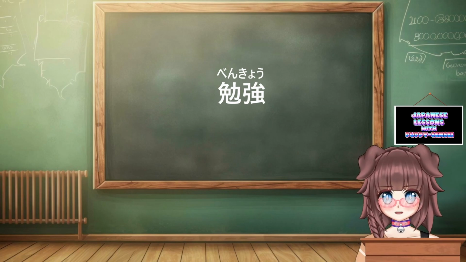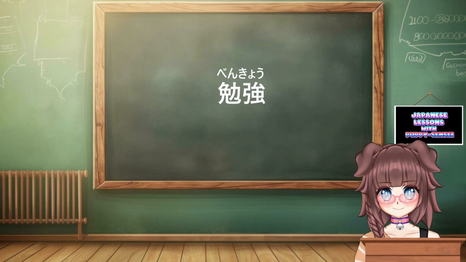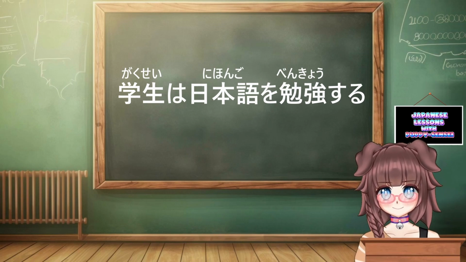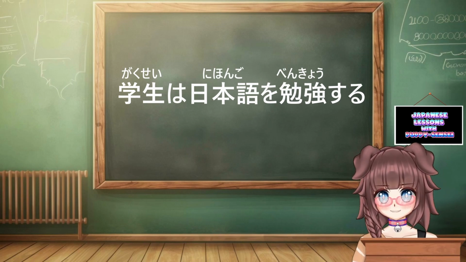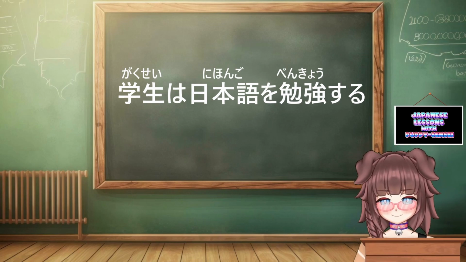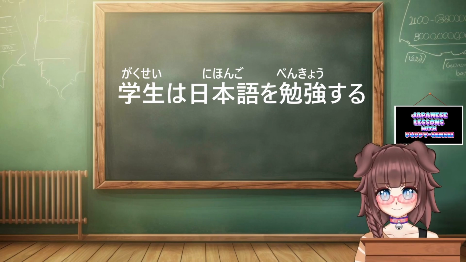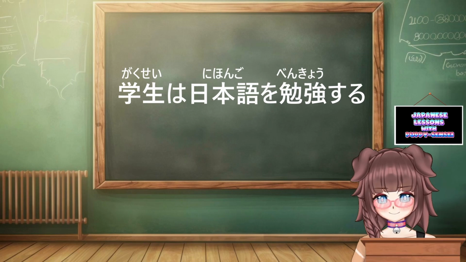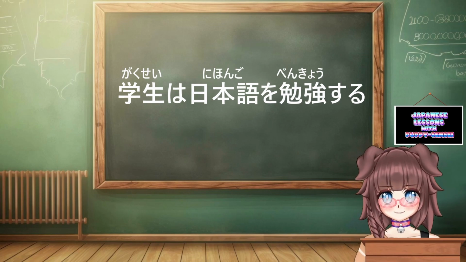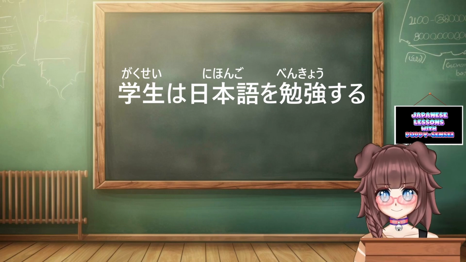But by now, we should have a really great understanding of our core sentence that we originally started with, right? Gakusei wa Nihongo o benkyou suru. The student studies Japanese. Gakusei, student. Nihongo, Japanese language. Benkyou suru, to study. The student studies Japanese. Wow. Okay, well, we sure did a lot of work just so that we could get here, didn't we? But yeah, now we understand our sentence.